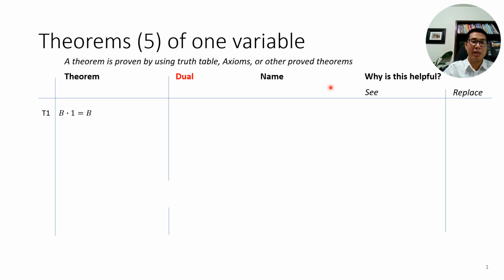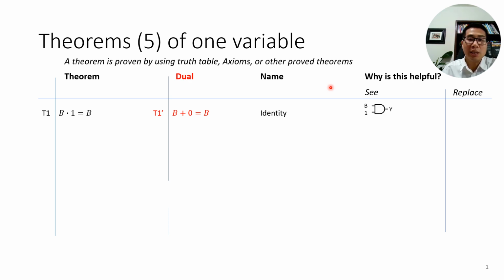So here is the theorem T1, and it is B and 1 is B. Its dual form is B or 0 is B. Its name is called identity. It's the same. B AND with 1 is still the same B. B OR with 0 is still the same B. That's why it's identity.